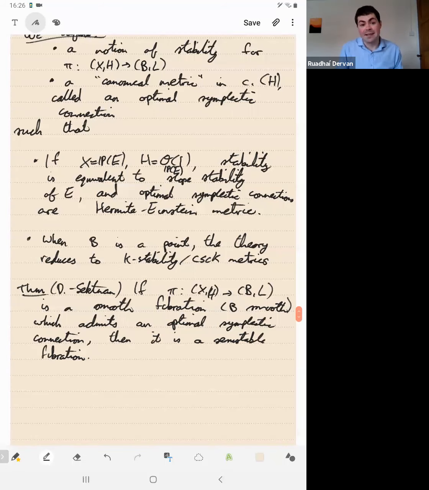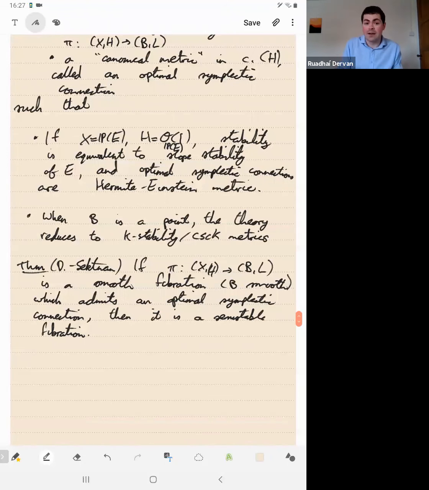This is then the direct analog of Donaldson's results for constant scalar curvature metrics and K-stability. He proved that the existence of a constant scalar curvature metric implies K-semistability of the polarized varieties back in around 2004. And the point is that we conjecture that the converse holds, namely polystability should be equivalent to the existence of optimal symplectic connections, which would then generalize the Hitchin-Kobayashi correspondence for vector bundles.